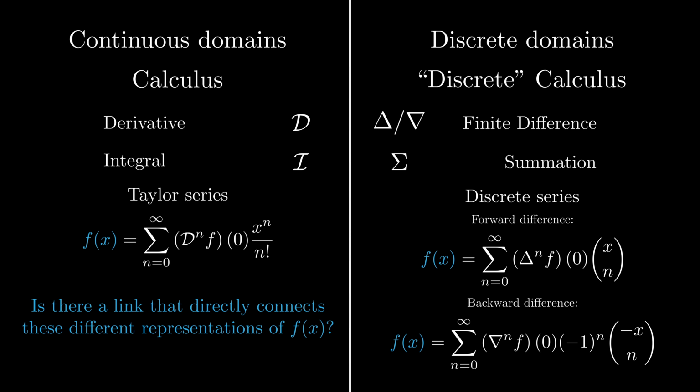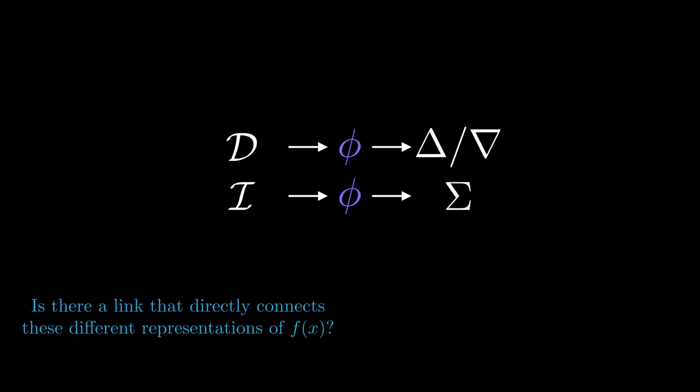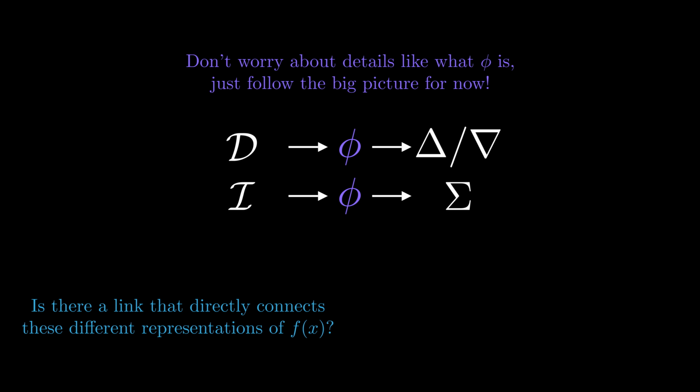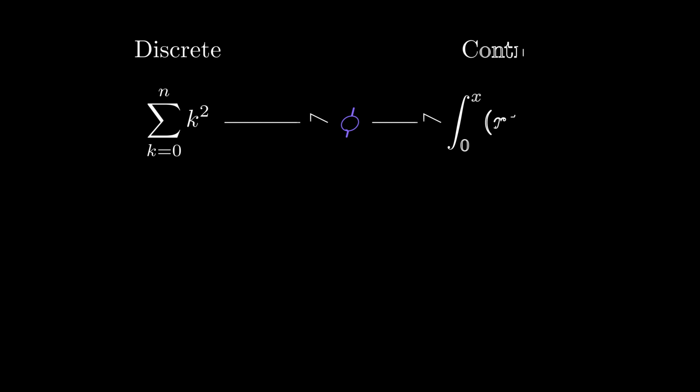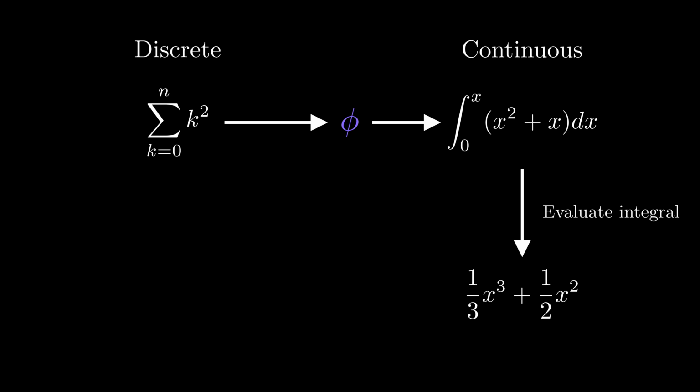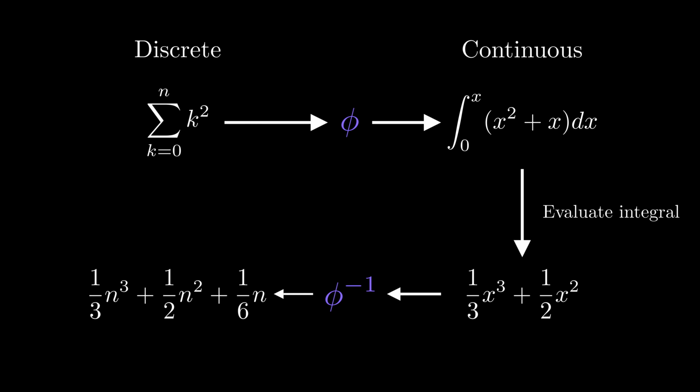It turns out there is, using a linear operator. Let's call it phi as a placeholder. For now, just follow the big picture, and I'll explain what phi is and what's happening behind the scenes later. Let's say that you want to find a formula for the summation of k squared. Using this phi operator, we can send this problem from the discrete world over to the continuous world. Once it is in the continuous world, we can now take the analogous operation, the integral, and then just apply phi inverse, sending it back to our discrete world. And we get our answer.